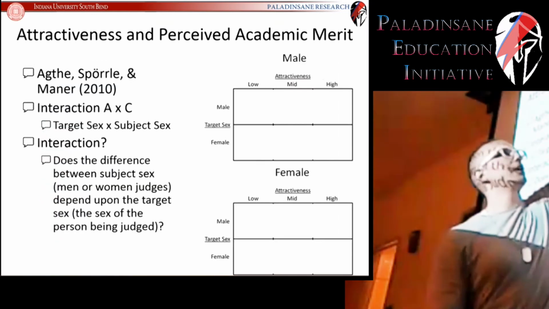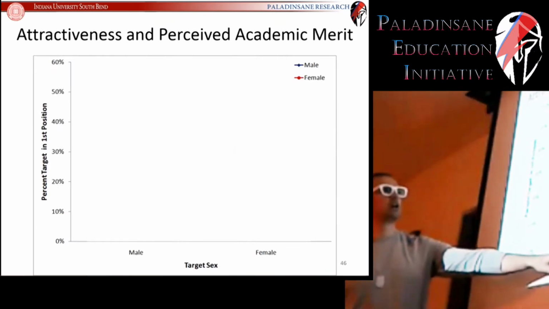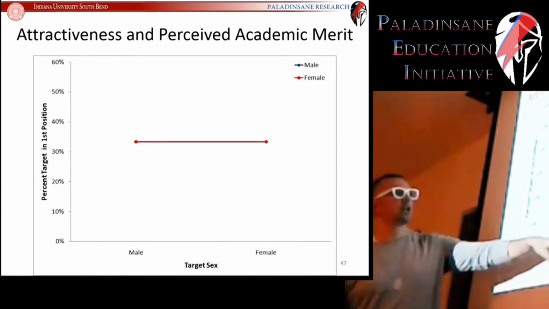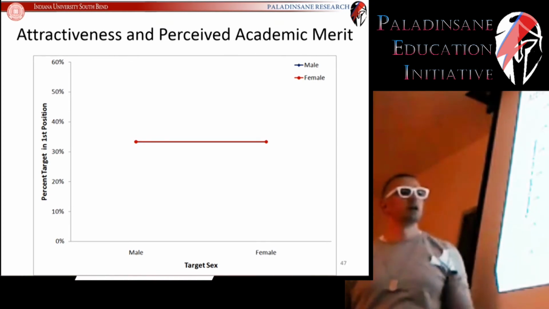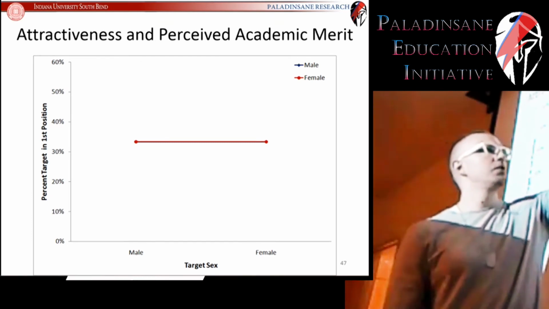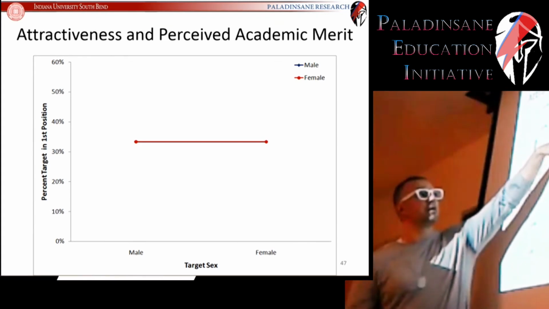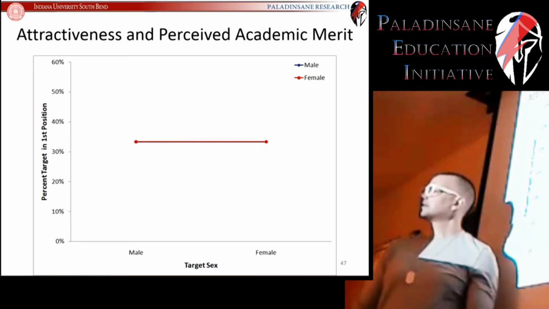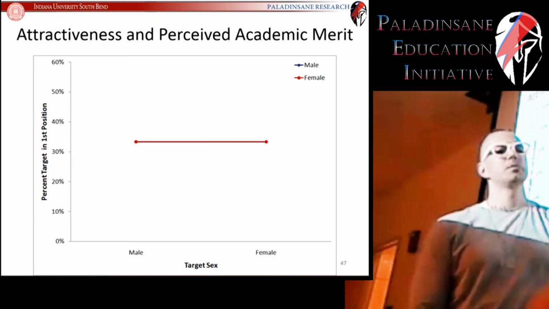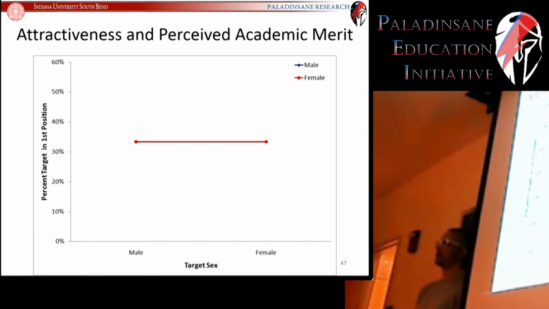If you're a male judge and you are faced with 3 male applicants, you got to give it to one of them. You're going to give it to 33% of the males. If you're a male judge and you're faced with 3 female applicants, you're going to have to give it to one of them. You're going to give it to 33% of the females. And if you're a female judge, you're going to do exactly the same thing. You're going to give a scholarship to 33% of the males, and you're going to give a scholarship to 33% of the females.